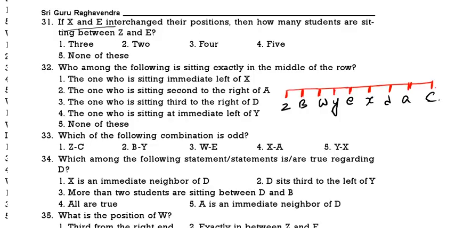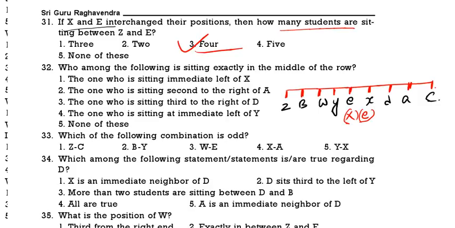If X and E interchange their positions, how many students are there between Z and E? Now this is Z, this is E. In between Z and E, how many students are there? 1, 2, 3, 4. There are 4 students.